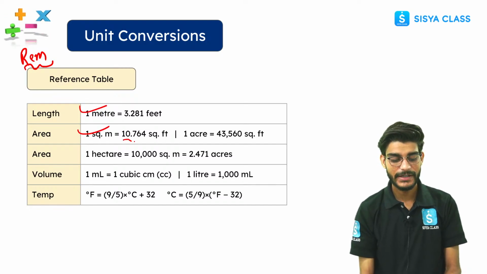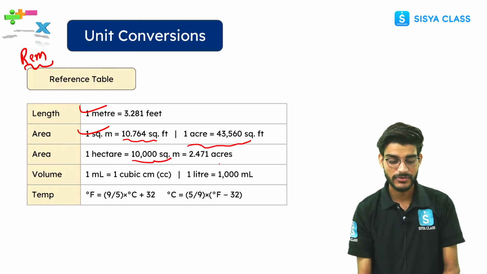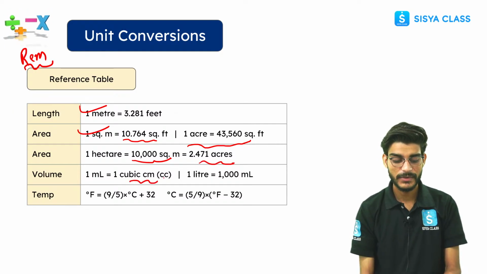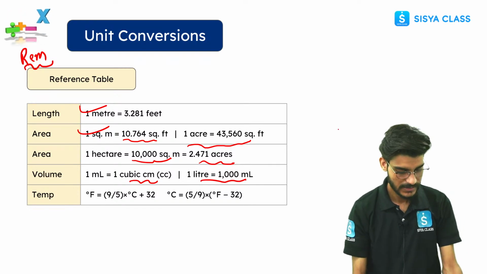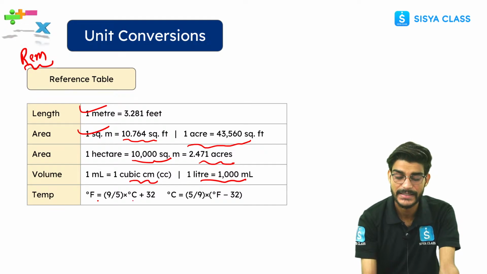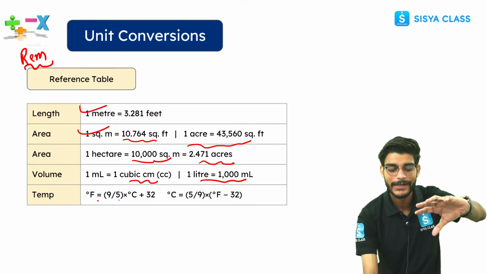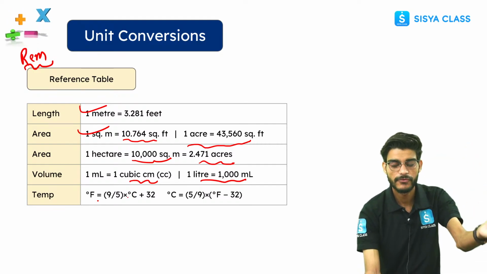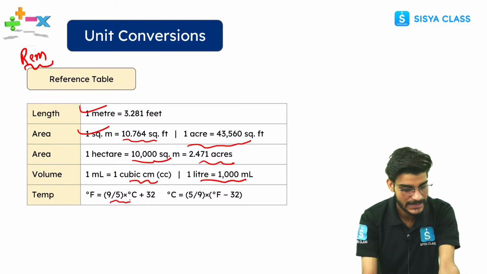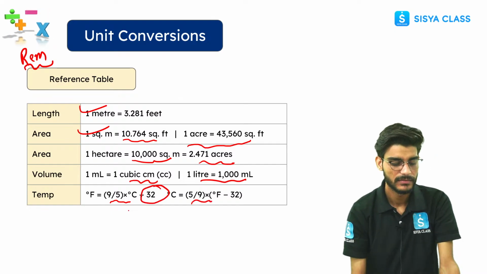1 square meter equals 10.74 square feet. 1 acre equals this. 1 hectare is 10,000 square meter. In acres, it is 2.41. 1 milliliter is 1 cubic centimeter, 1 liter is 1000 milliliter. From Fahrenheit, if you want to convert to degrees Celsius, how will you do it? Suppose you are given Fahrenheit and you want to convert into degrees Celsius, or from degrees Celsius to Fahrenheit, how will you convert it? Fahrenheit equals 9/5 into degrees Celsius plus 32. Degrees Celsius equals 5/9 into Fahrenheit minus 32.